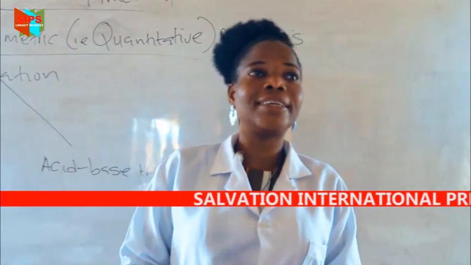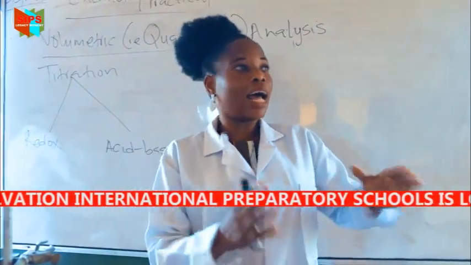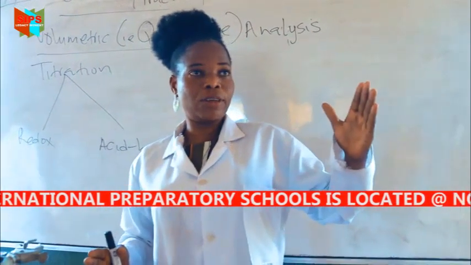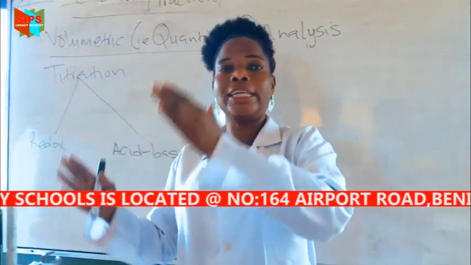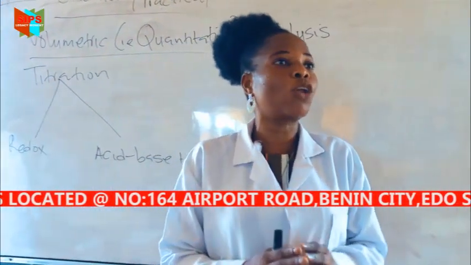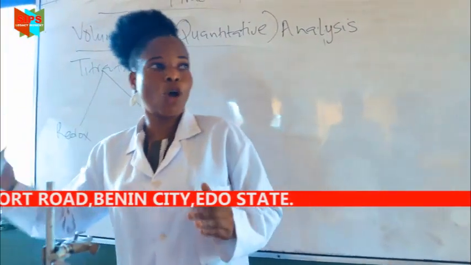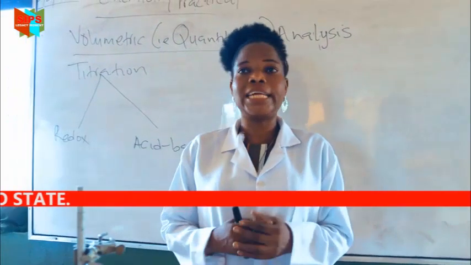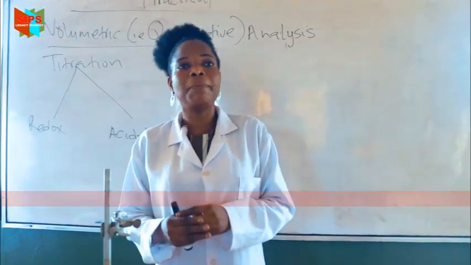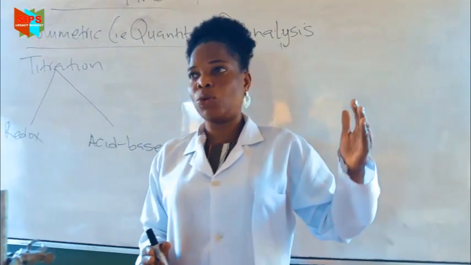The color of phenolphthalein in acidic medium is colorless. It remains the same, there is no change. Then in the basic medium, the color is what? Is pink. And at the end point, the color is also what? Colorless.